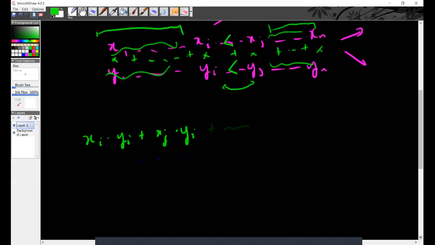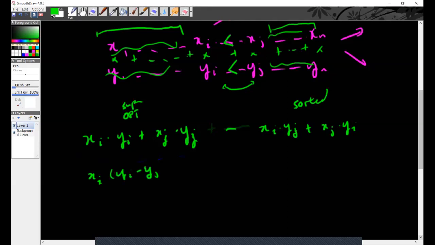Before the swap, this is the value that we get. After the swap, the value should be xi times yj plus xj times yi. Wait, sorry, xj times yi, right? So I want to compare these two values. Let's just do a subtraction. Remember, this is our supposedly optimal solution, the sorted solution. If I factor this out, this becomes xi times (yi minus yj), plus xj times (yj minus yi).